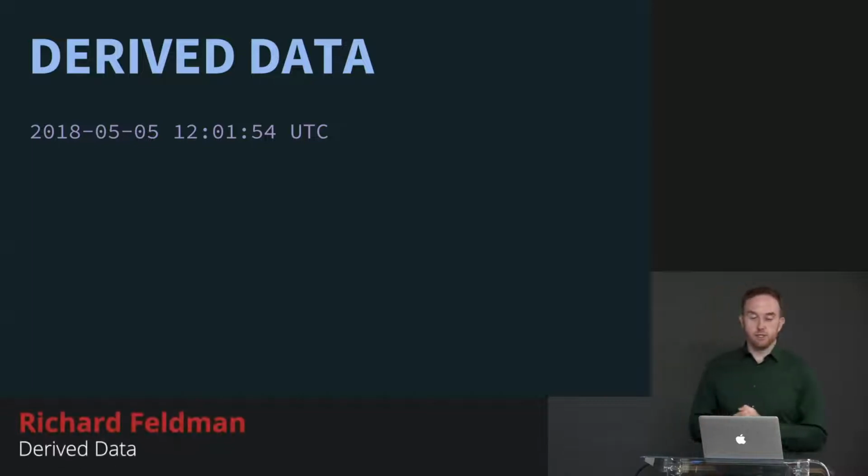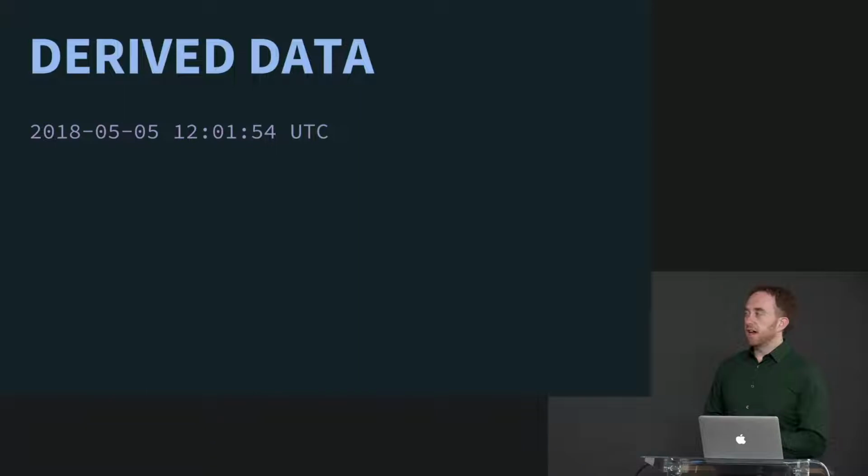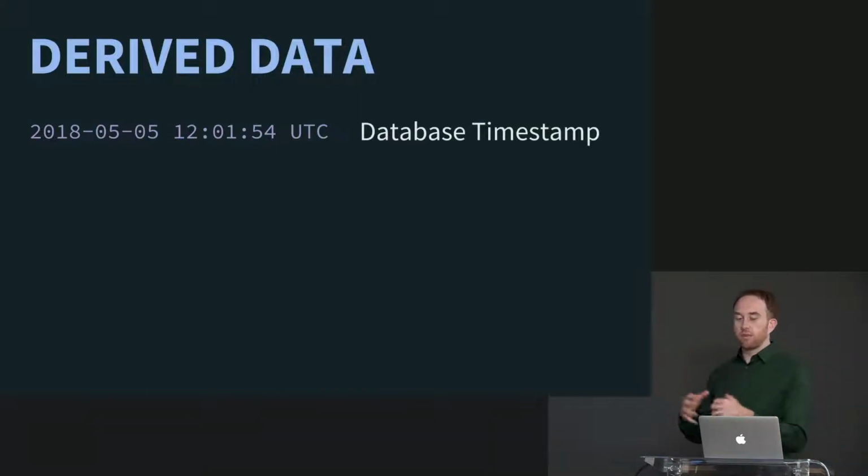Another one is derived data. So let's say we have this timestamp on our server for one of our articles, and that's what's stored in the database. And that's sort of the original source of truth, right? This is data that lives on the server, and if anybody disagrees with the server, they're wrong. The server is right. That's a general trend with client-server interactions.